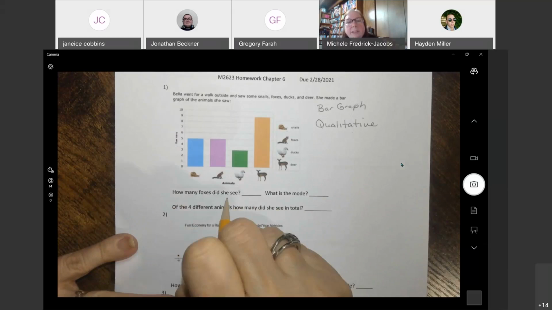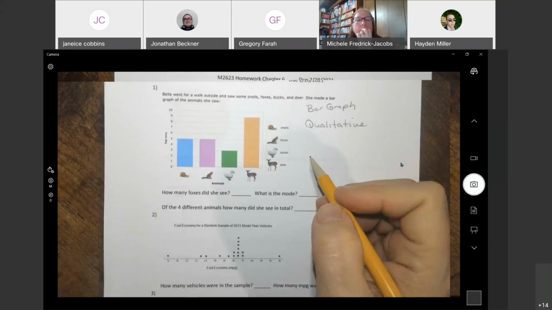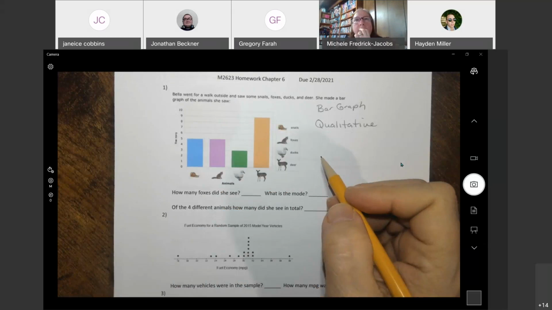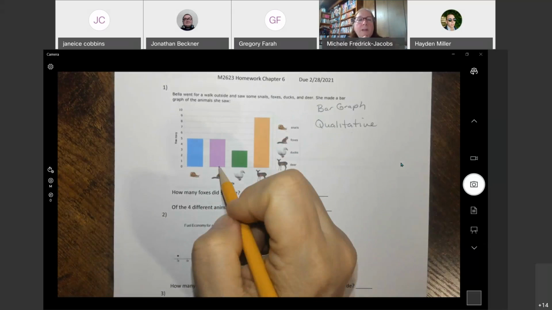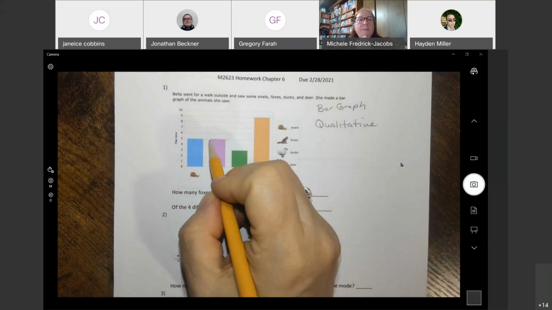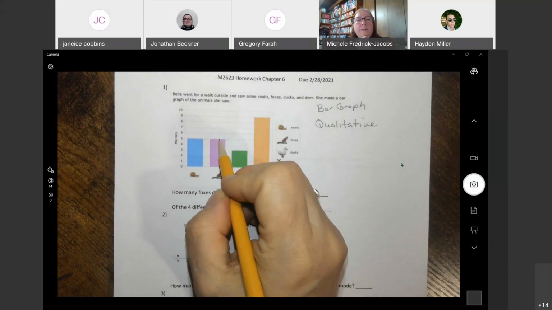How many fox did she see? Anyone? 5. We'd go to the fox and we'd count up and it goes up to 5. So she saw 5 of them.